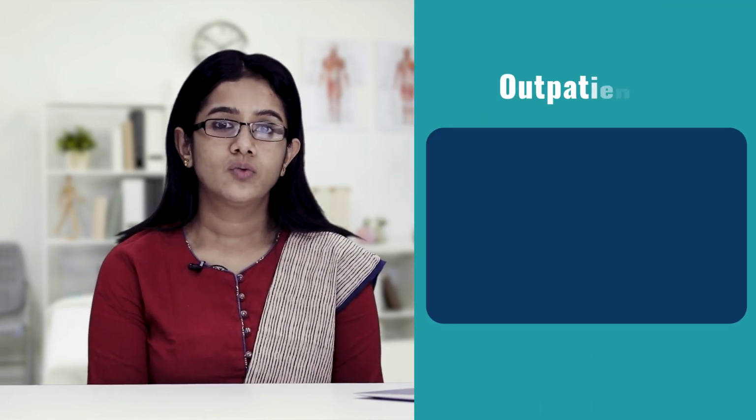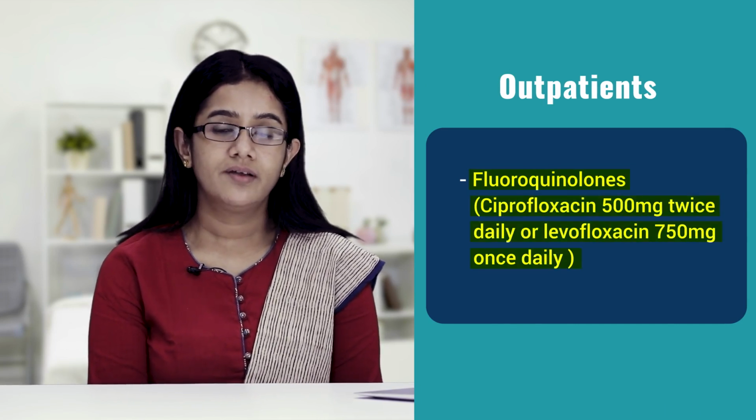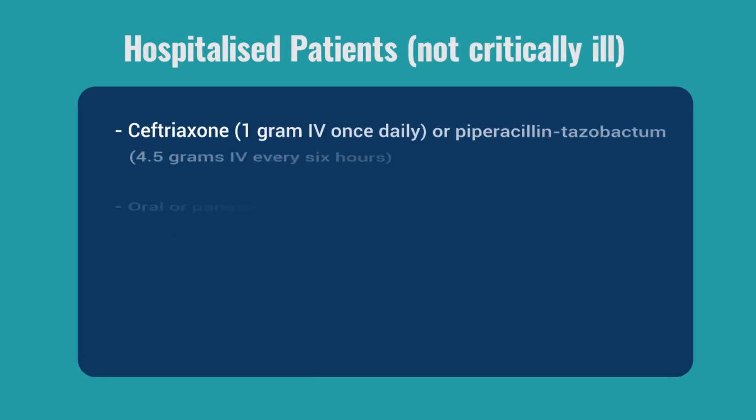If at all the urine culture shows a bug which is sensitive to fluoroquinolones, you might consider giving them ciprofloxacin 500 mg BD or levofloxacin in the dose of 750 mg OD. Now, since we are through the empiric therapy of acute uncomplicated cystitis, let us go through certain complicated cases. What if your patient is admitted and not critically ill?